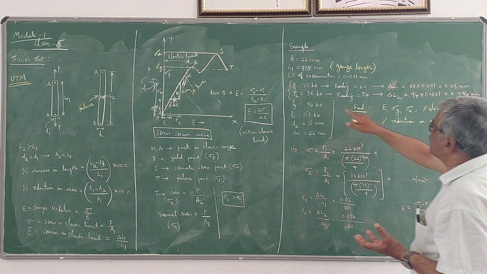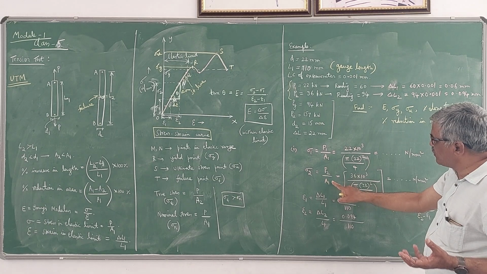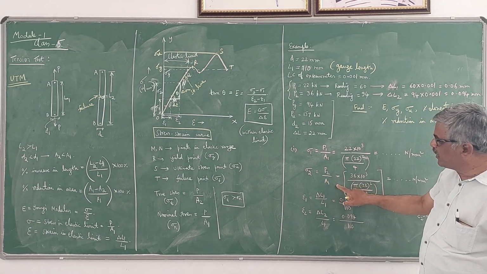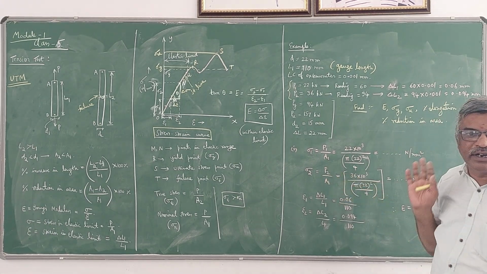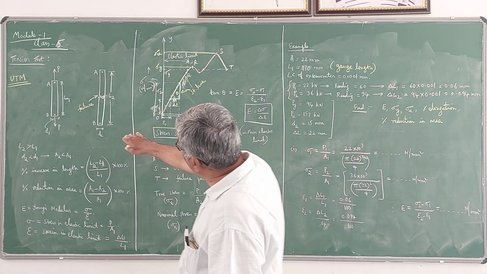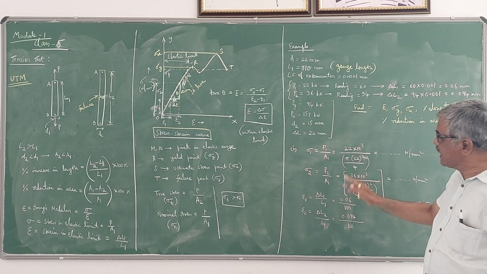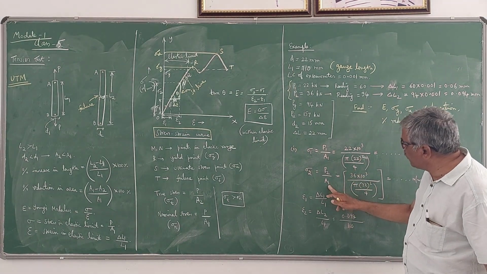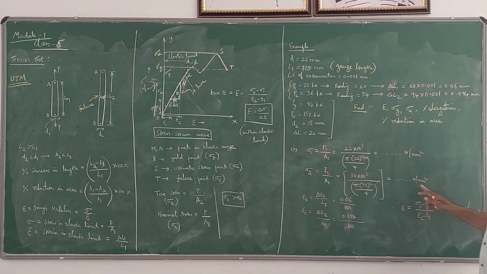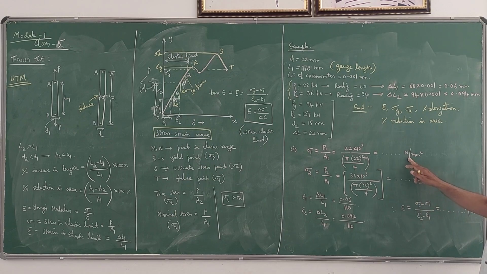When the load is 36 kilonewton, the corresponding stress, you have to divide by the same initial area. Don't take P2 by A2 here. It is wrong. A2 here is the final area. But when you are calculating stress within elastic limits, you have to take the initial area only. So it is A1 only. So you are going to get another value, and this value will be more than this.